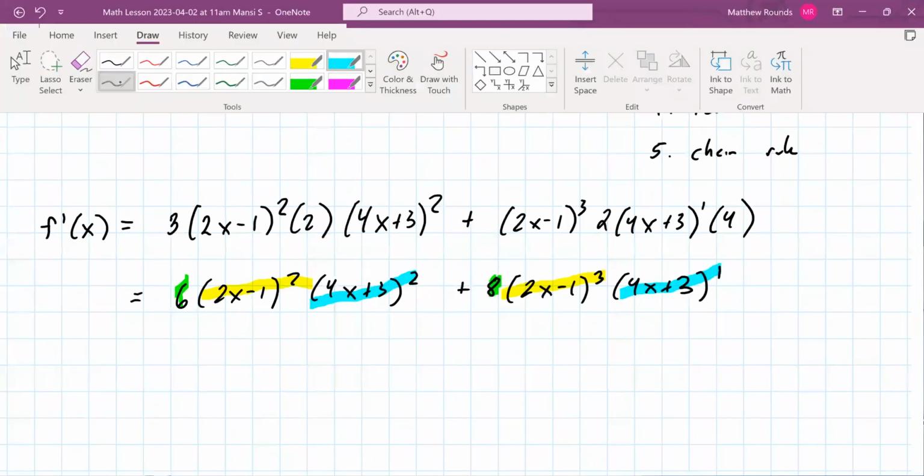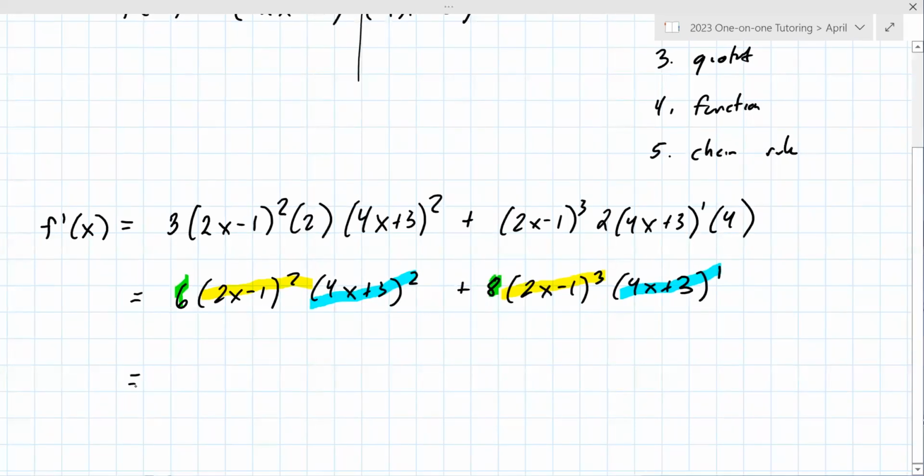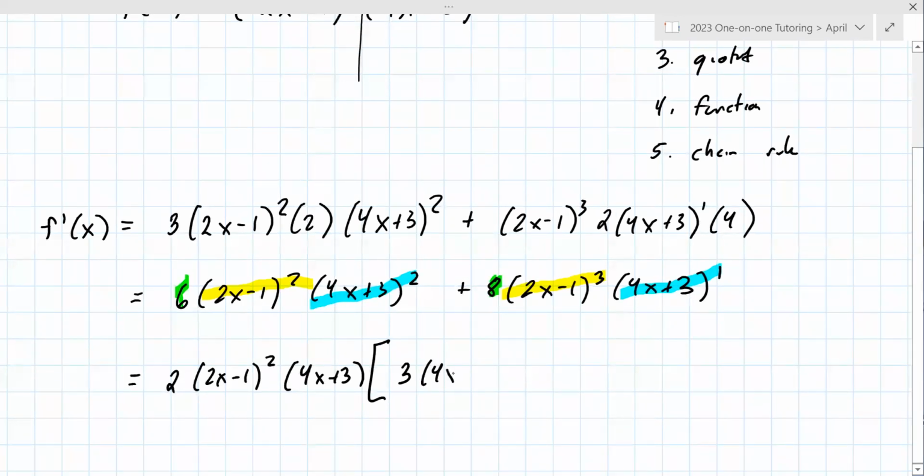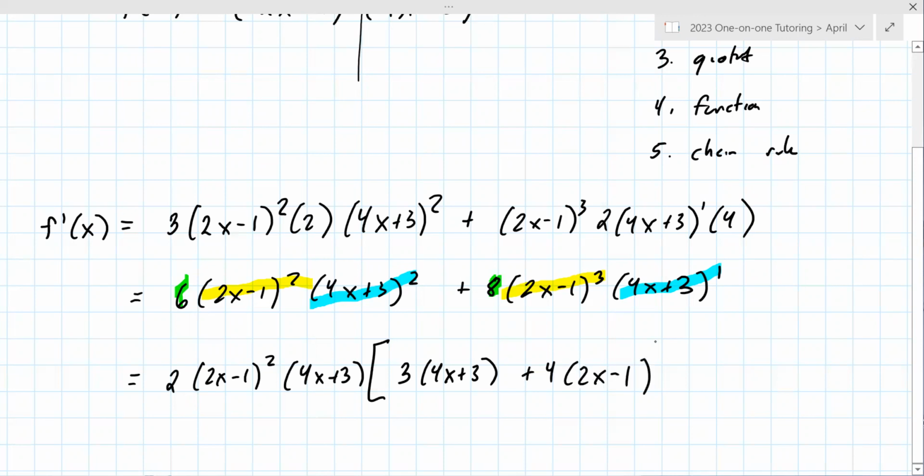And I assure you will get a problem like this where you do have to be able to factor some things out. So 2 goes into 6 and 8. Between 2x minus 1 squared and 2x minus 1 cubed, you factor out 2x minus 1. And between 4x plus 3 cubed and 4x plus 3 to the power of 1, you have a 4x plus 3. Now write what's left over: 3 times 4x plus 3. 2 times 3 gets you back to the 6. The 4x plus 3 gets you back to the plus 4. 2 times 4 gets you to the 8. We did not grab all of these, so there's a 2x minus 1 like that.